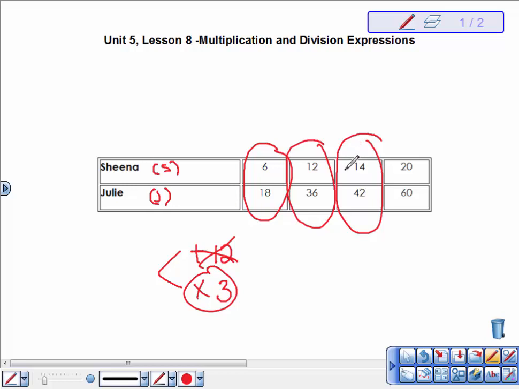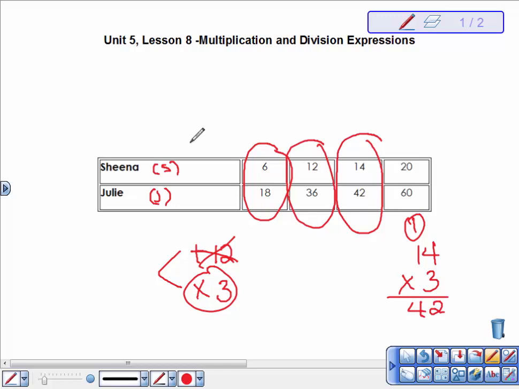So I'm going to double check. 14 times 3, does that give me 42? Well, let's check it out if we don't know off the top of our heads. 3 times 4 is 12. 3 times 1 is 3, plus 1 is 4. So yes. All right. So what is our rule?